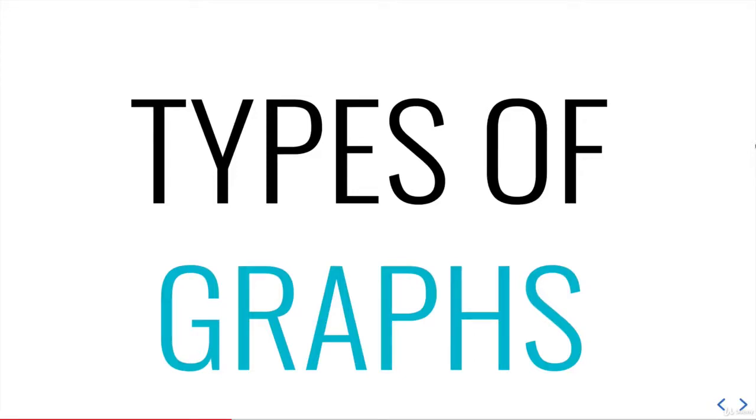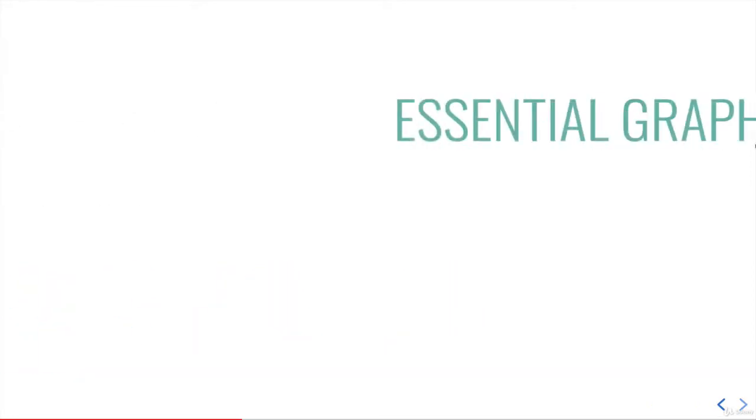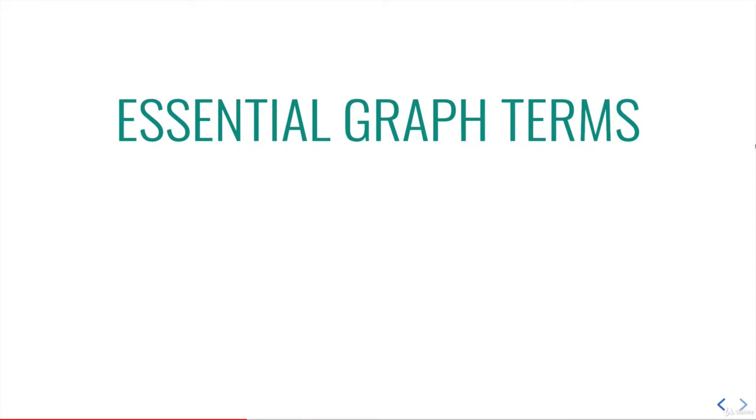Welcome back. So we've talked about what a graph is generally, some nodes with connections between them. Now let's talk about some particular types of graphs. First of all, there's some terminology. These are the basic terms we have to talk about.